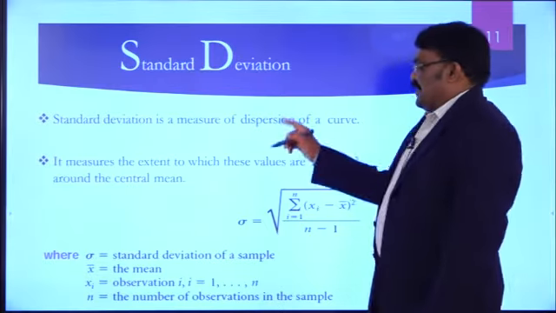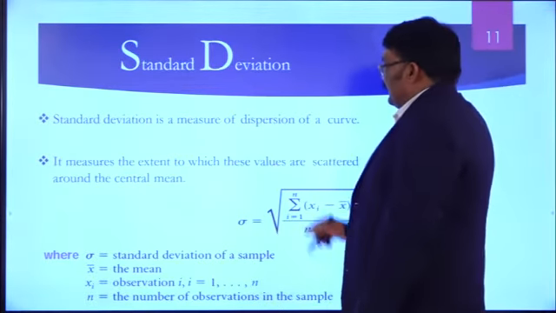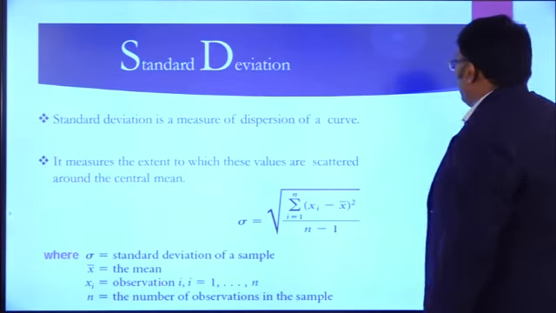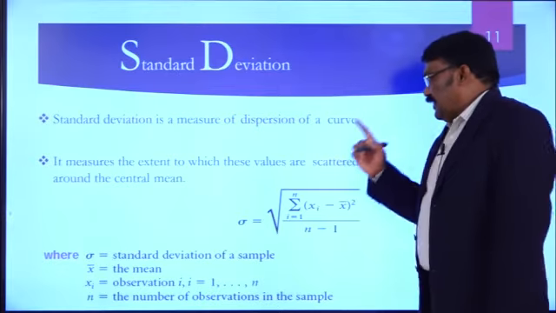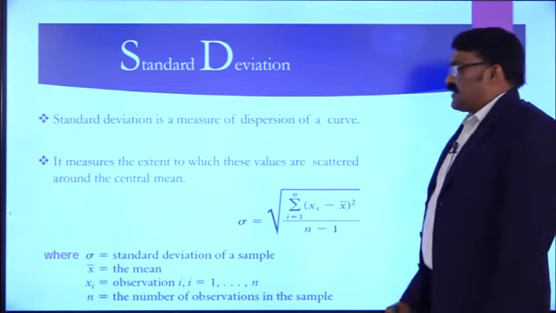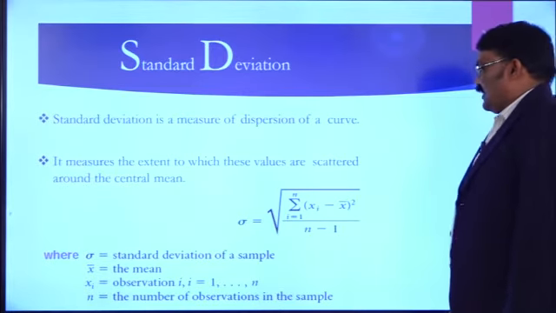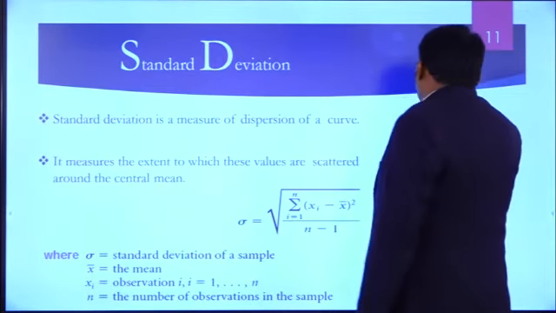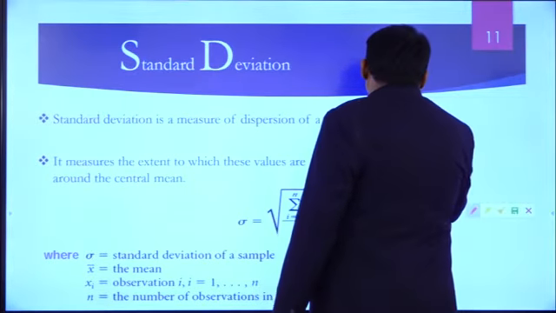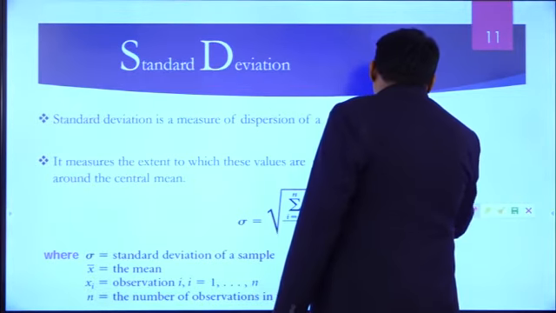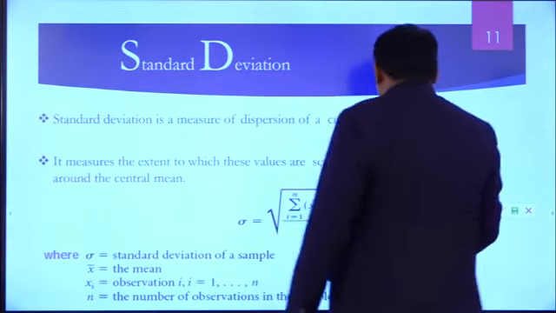Next to range is standard deviation. Standard deviation is a measure of the dispersion of a curve. It measures the extent to which values are scattered around the central mean. As we have seen in the previous case, 3, 4, 5, 5, 6, the total summation is equal to 23.